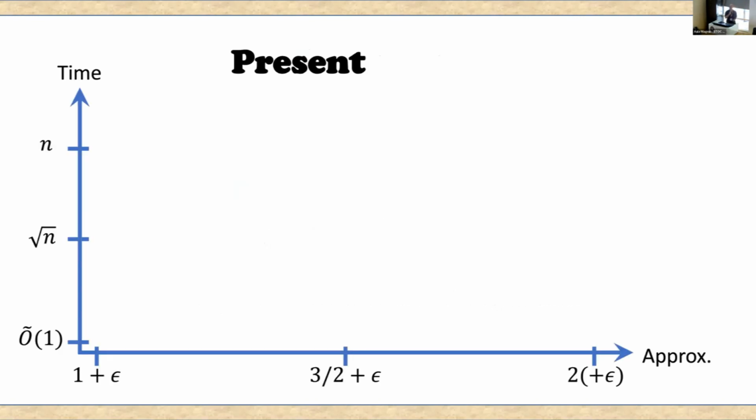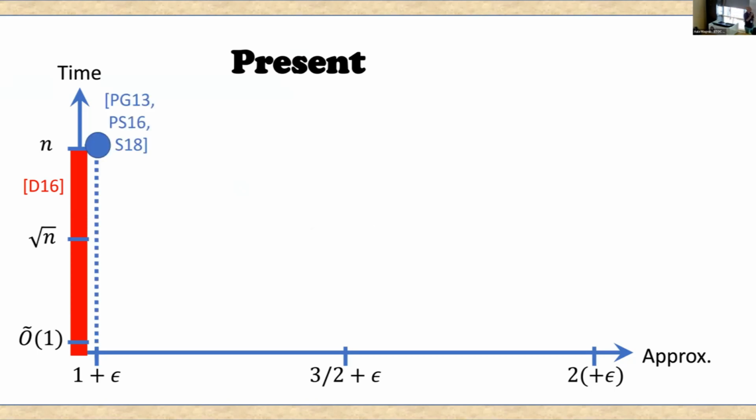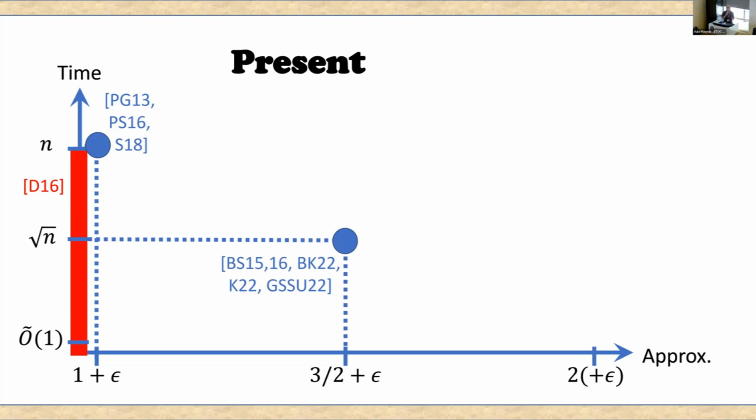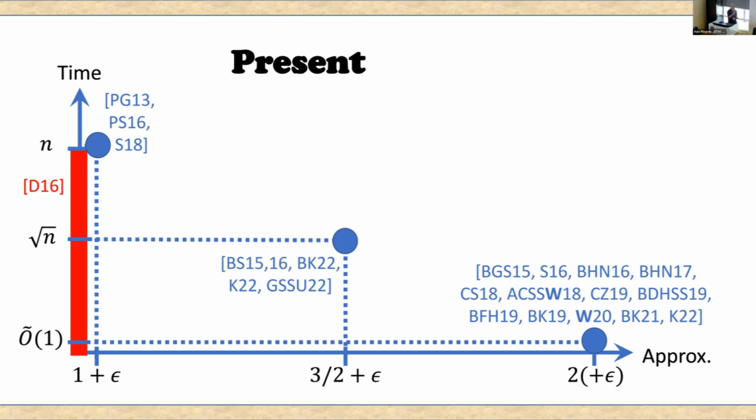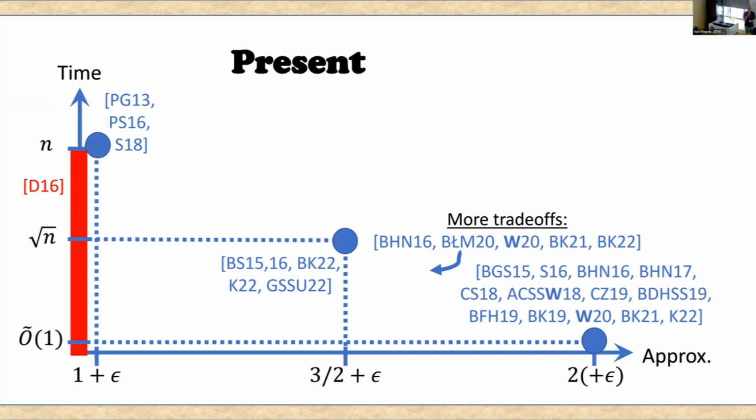A quick recap of the state of affairs, if you're wondering where you could insert yourself into the long list of references. On the hardness front, one approximation seems to require n update time. We can essentially match the same thing if we're willing to do 1 plus epsilon approximation. You can do quadratically faster if you are okay with the 3/2 approximation. And finally, we can do exponentially faster if we're okay with roughly a 2 approximation. And in addition, there are some trade-offs in between.